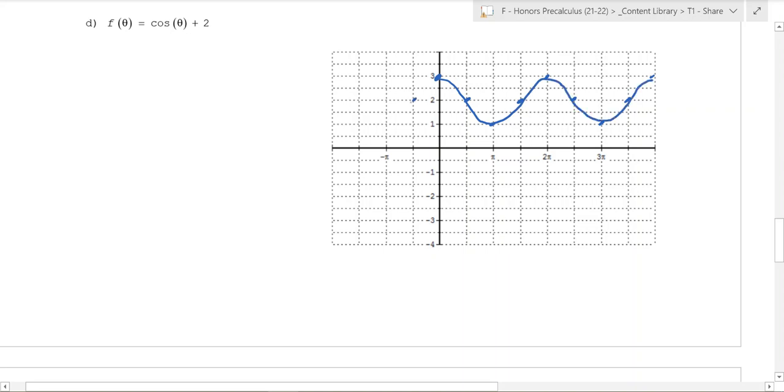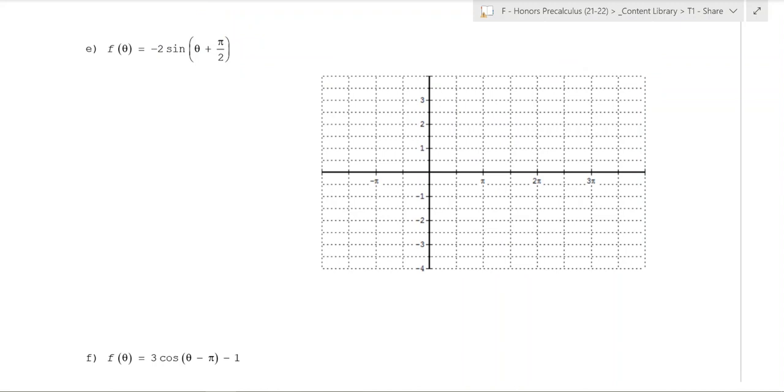Connect the dots nicely with a curve, and then it goes back like this. So that 2 just means up 2. So here we have a shift and a reflection.